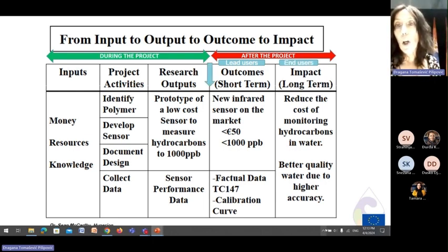Then we have the long-term impact, and this is for the society as a whole. It's for citizens, so in this case, a better quality of water. It can be for the industries, for the economy. For example, here we have a reduced cost of the monitoring measures. So this is the impact for the long term, for the society, the long-term impact.